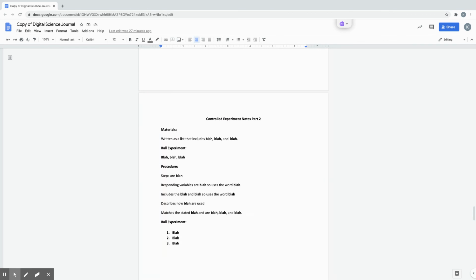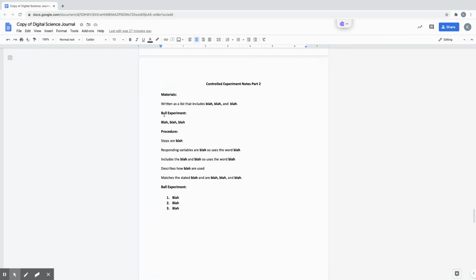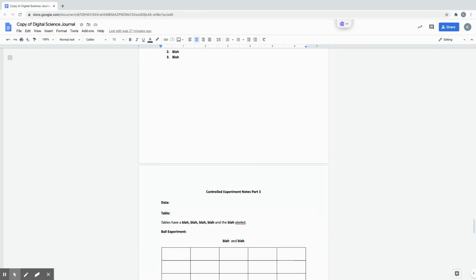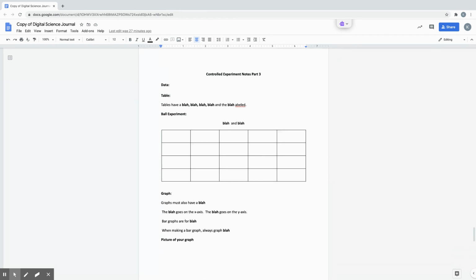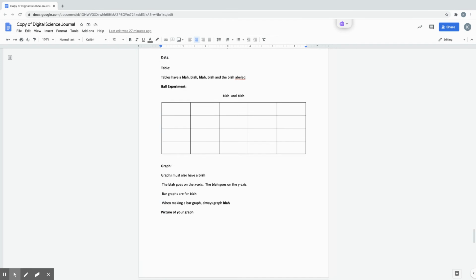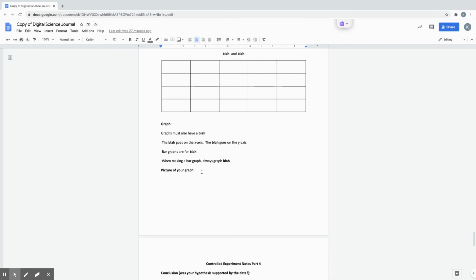For your controlled experiment notes, part two, that was about your materials and your procedure, and you followed along as we wrote a procedure for the ball experiment. Then you have your controlled experiment notes, part three, where you watched the videos of me dropping the racquetball, the tennis ball, and the wiffle ball, and you filled out the table. And then also you made your graph in your science journal. So you should have uploaded a picture of your graph from your science journal onto here.